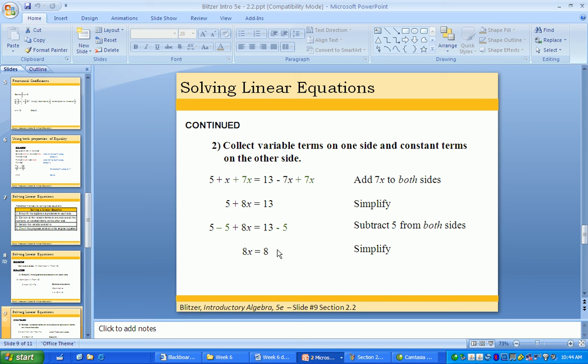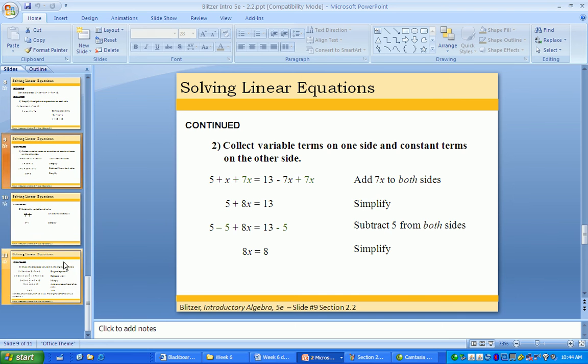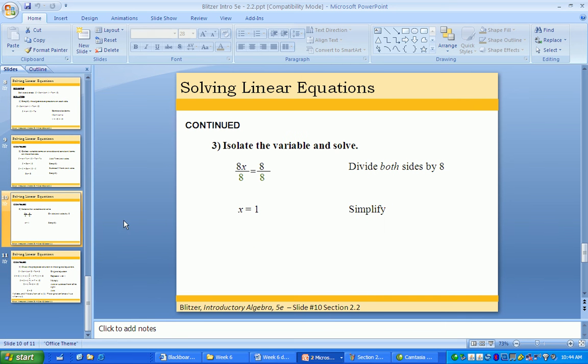Next step, we isolate the variable. Remember, we isolate the variable by getting a 1 in front of that x. And if we have 8x, the way we get a 1 there is by dividing by 8. We divide 8 by 8, that gives us a 1, so we get a 1x. But the golden rule of algebra: you can do anything you want if you do it to the other side as well. So on the other side of the equal sign, we also have to divide by 8. And we end up with x is equal to 8 divided by 8, which is equal to 1.